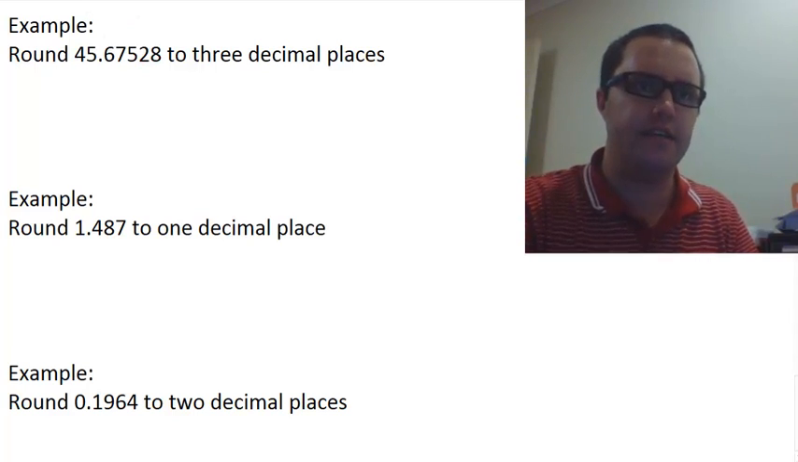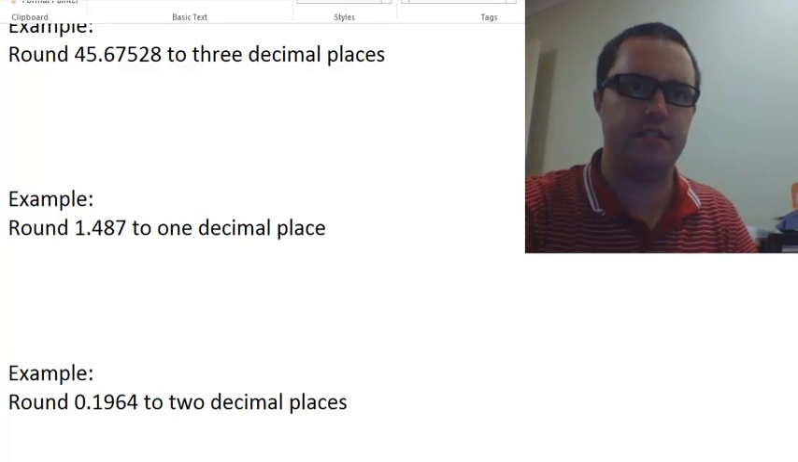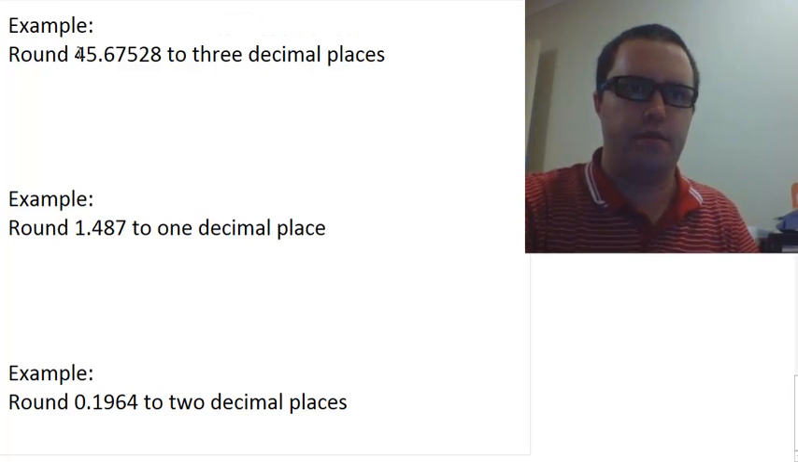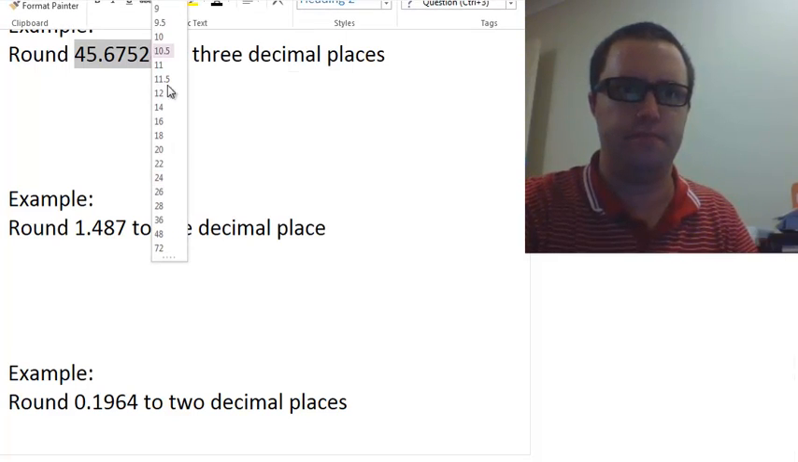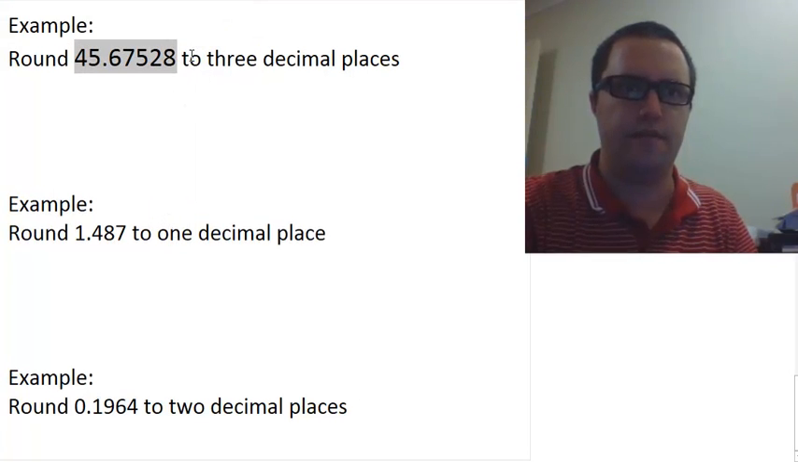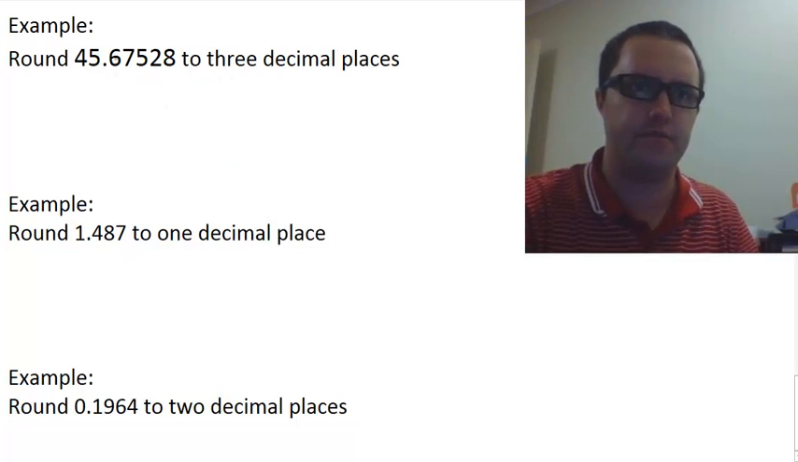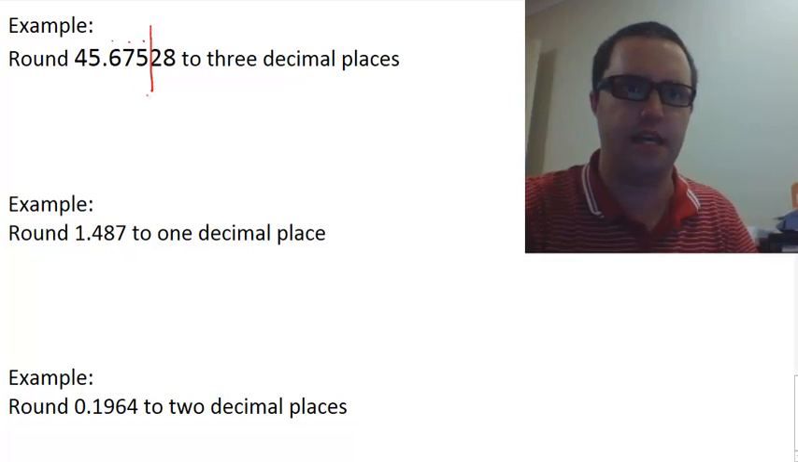Right, first, round 45.6752 8 to 3 decimal places. Let me blow this number up a bit so you can see it a little better. So, round 45.67528 to 3 decimal places. Decimal place 1, 2, 3, and this is where we're going to be terminating in the end. As per our steps before, we inspect the critical value, which is just to the right. Let's have a look at it.